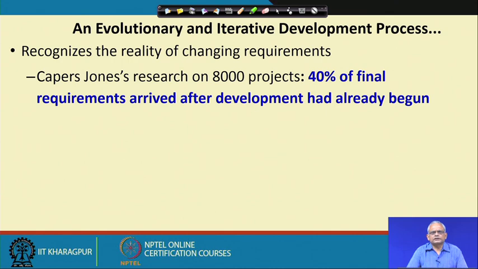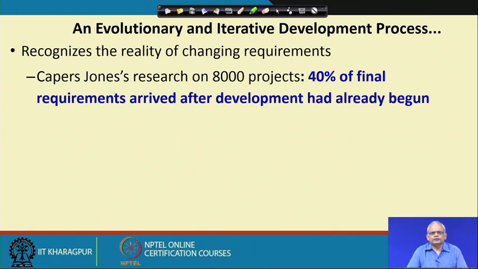Capers Jones, an established researcher, studied 8,000 projects and found that 40% of the requirements change during the development. This is a very significant issue, because neither the waterfall model nor the incremental model handles this satisfactorily. The waterfall model has no provision for requirement change during development.